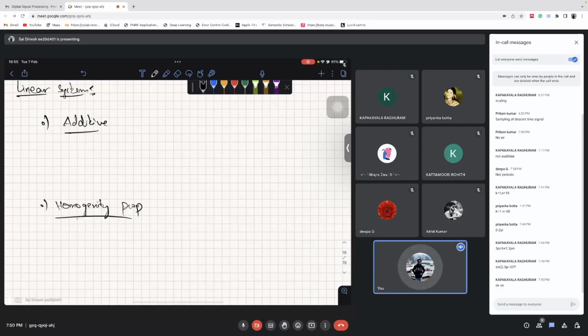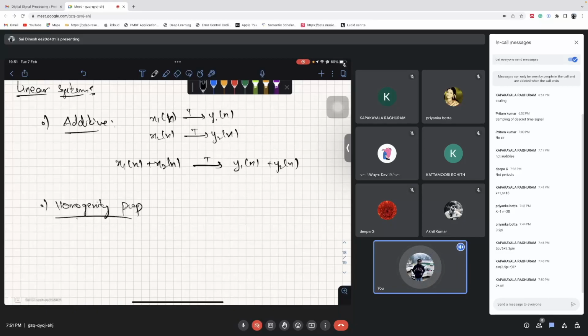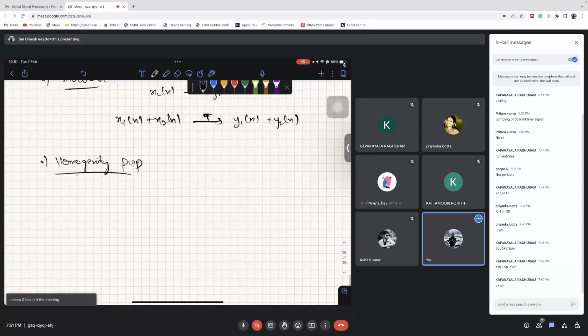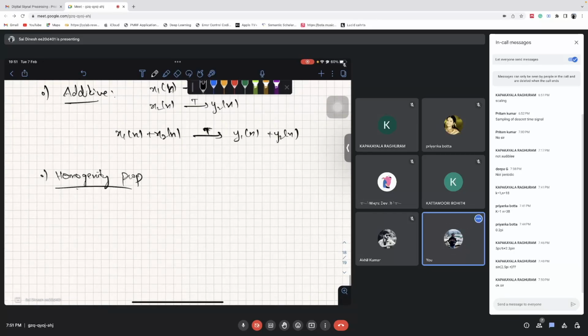So when is the system additive? Let's say you have a system which takes input x1 of n and outputs y1 of n, and then takes input x2 of n and outputs y2 of n. If you add x1 of n plus x2 of n, the output should be y1 of n plus y2 of n. If this is satisfied, then it is an additive system.